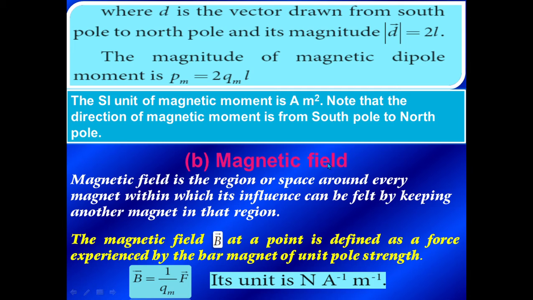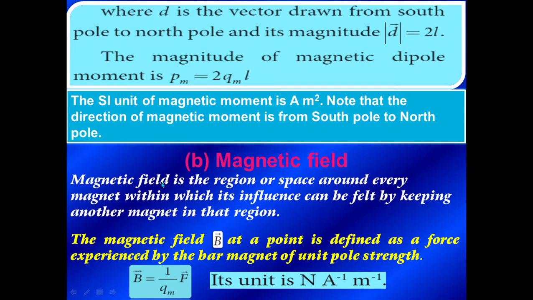The next 2-mark topic is magnetic field. What is meant by magnetic field? Force experienced by the bar magnet of unit pole strength. So this is the formula for the magnetic field: B vector is equal to 1 by Qm F vector. Its unit, very important for objective type, is Newton per ampere per meter.